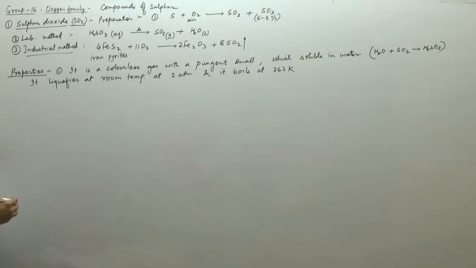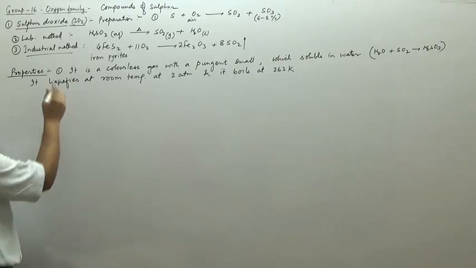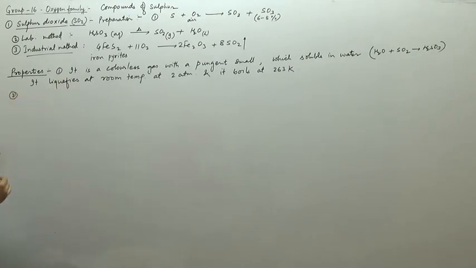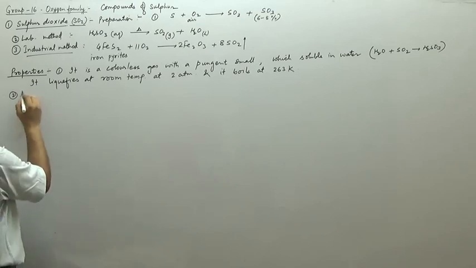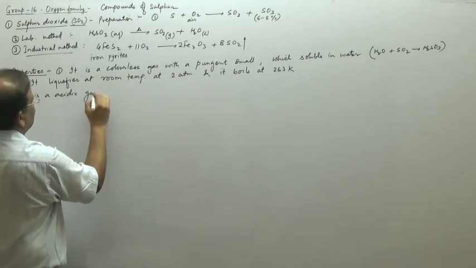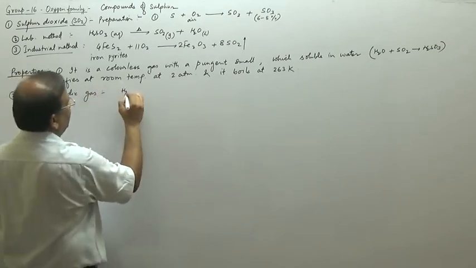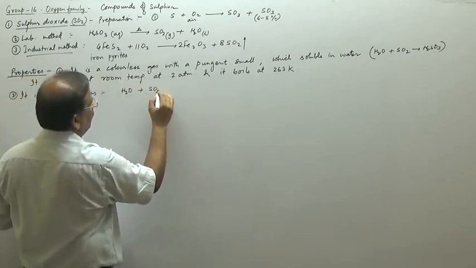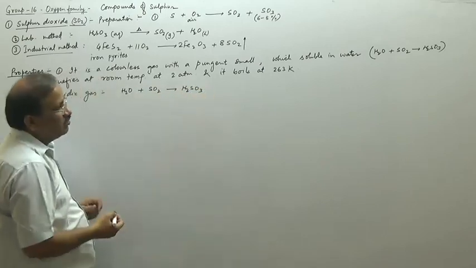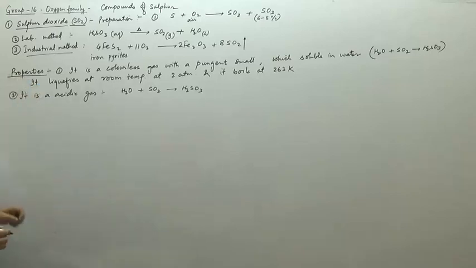The next property we can write is its reaction with water and with NaOH. It is an acidic gas. When SO2 reacts with water, it forms H2SO3. So if it is an acidic gas, then it will react with a base. If you treat it with any base, you'll get the product of the reaction like this.